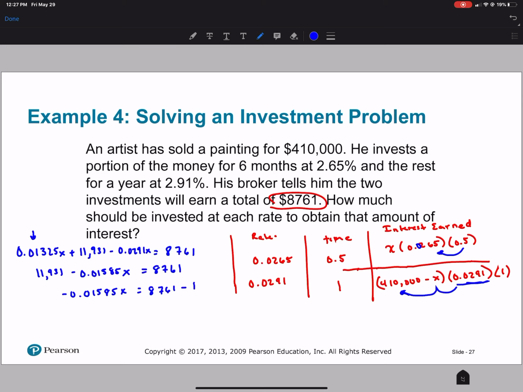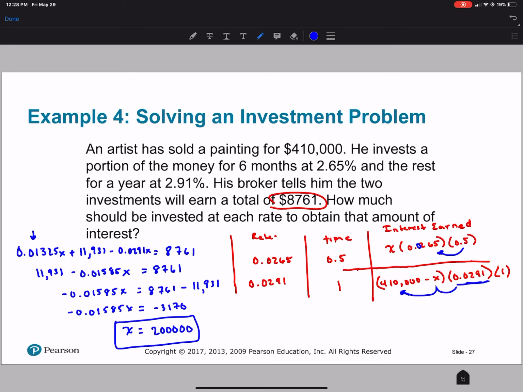8,761 minus the 11,391. Now, we're going to have two things, so then we're going to end up with negative 0.01585 x is equal to negative 3,170. Then we're going to divide, and we'll get x is equal to 200,000. So just make sure you check it.